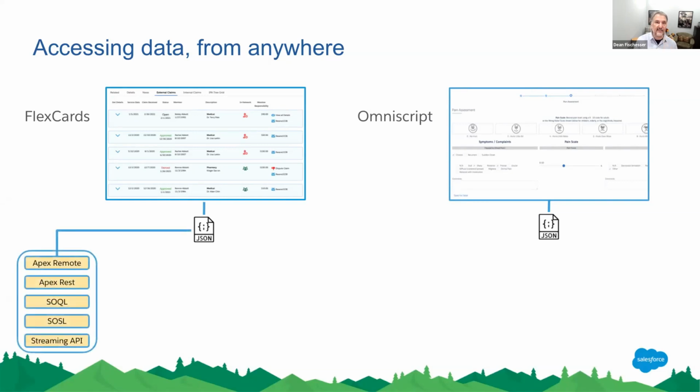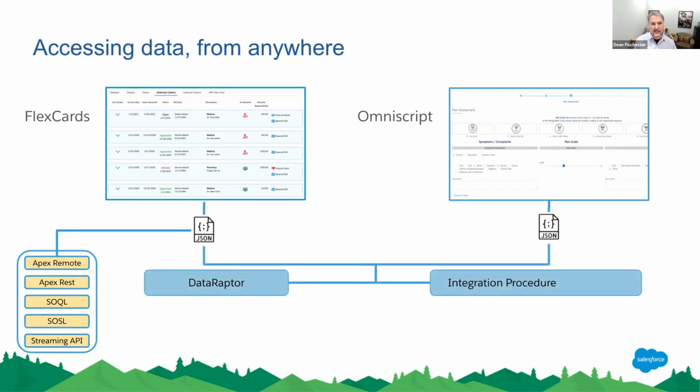Now, we know that we can get JSON from some of the standard methods within Salesforce: an Apex class, a SOQL statement, a SOSL search, etc., streaming API. But what we introduced are two additional data retrieval and data access items, which is Data Raptor, and then the integration procedure as we talked about on the previous screen.